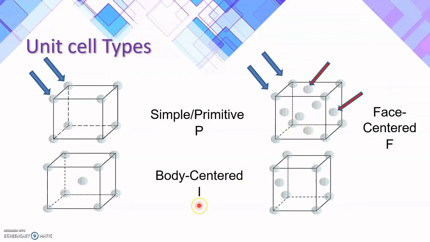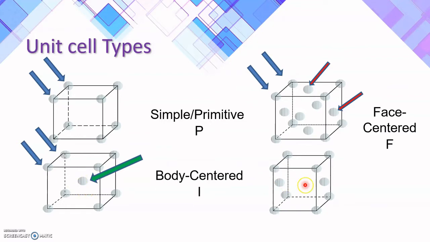The third type is called body-centered unit cell. The letter used is I. Here also, in addition to the atoms at the corners of the unit cell, there is an atom present at the center of the unit cell.